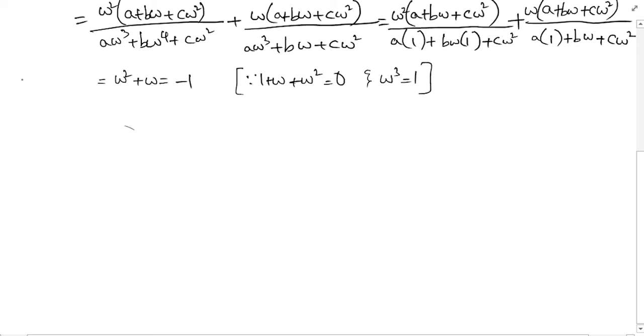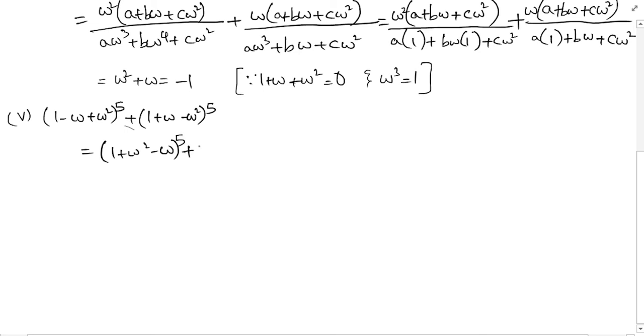Now we'll move on to the fifth bit, that is (1 minus omega plus omega square) to the power 5 plus (1 plus omega minus omega square) to the power 5. So this we can write as (1 plus omega square minus omega) to the power 5 plus (1 plus omega minus omega square) to the power 5. This is because 1 plus omega plus omega square is equal to 0.